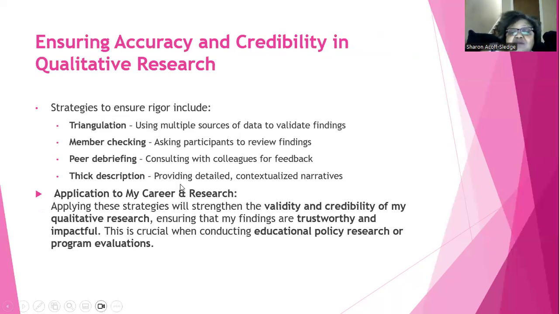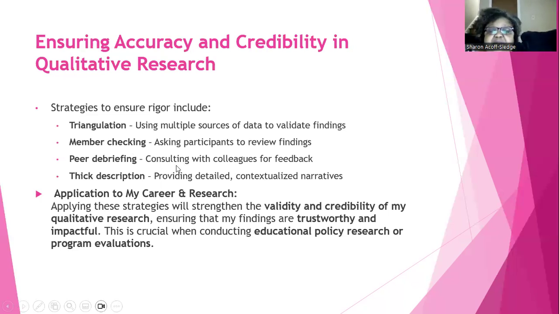And then most importantly, what I got from the text and the lecture is that we have to ensure accuracy and credibility in qualitative research. This will help to strengthen the validity and the credibility of your qualitative research, and it's going to ensure that any findings I report from my interpretation of my results are trustworthy and also impactful. This is crucial when you're talking about education policy or evaluating programs.